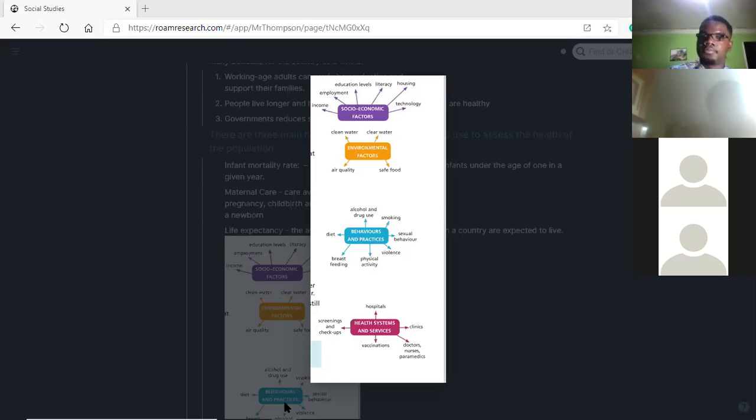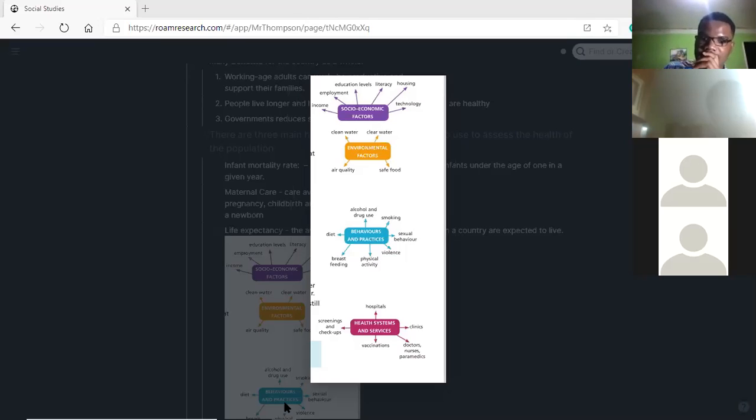And the final one, the health systems that are in place. We went through this. We just said that things that you can use to find out if you're healthy or not, or if anything is wrong with you, are screenings and checkups. Go to a hospital. Get vaccinated. Clinics, doctors and nurses and paramedics.